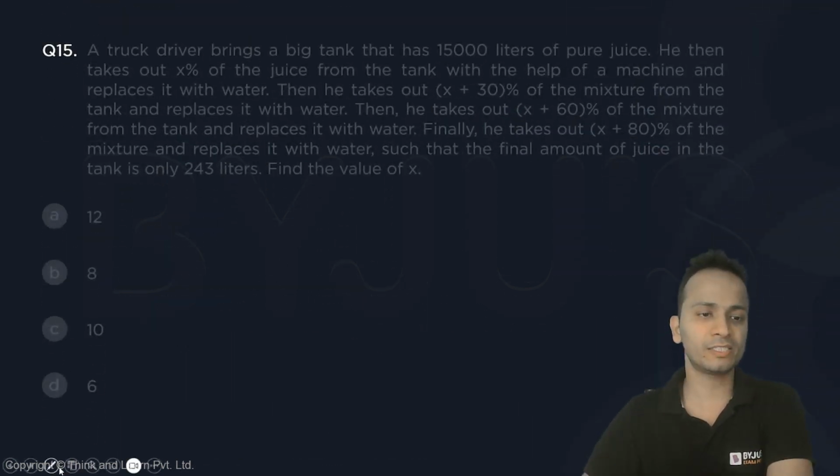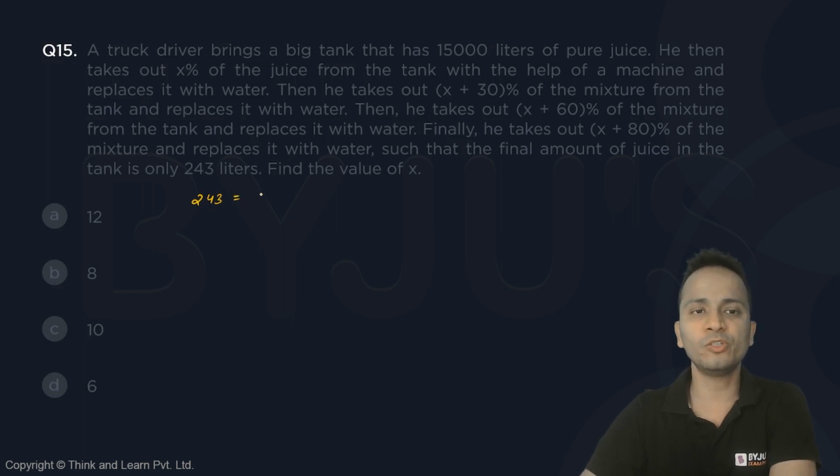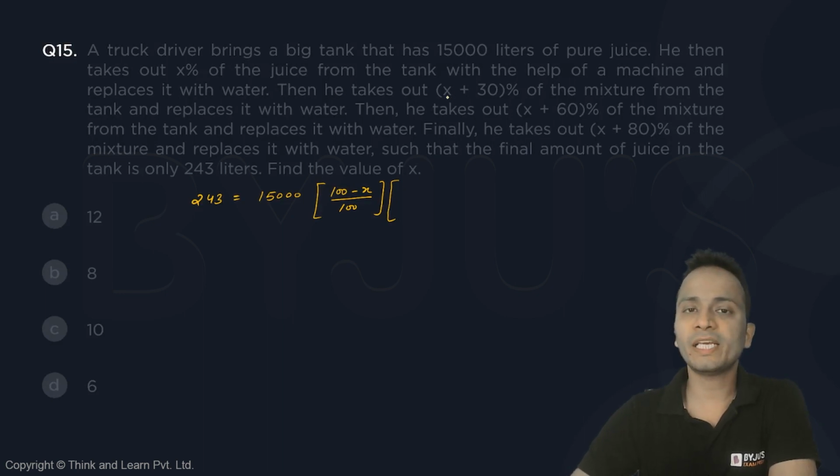So, let's have a look at this. I'll apply the direct formula of removal and replacement. So, final quantity of juice, that is 243 liters, is equal to initial quantity of juice, which is 15,000 liters. Okay, now first of all he replaced X percentage, so percentage left will be 100 minus X whole divided by 100. Okay, so this will be the fraction of mixture that is left over. In the second case, so he's taking out X plus 30, so leftover will be 100 minus X minus 30, okay, whole divided by 100.